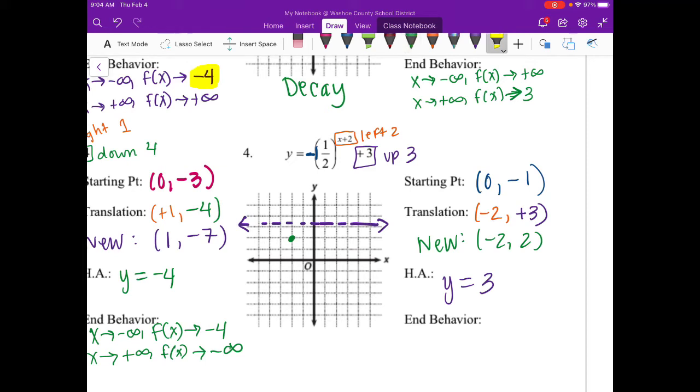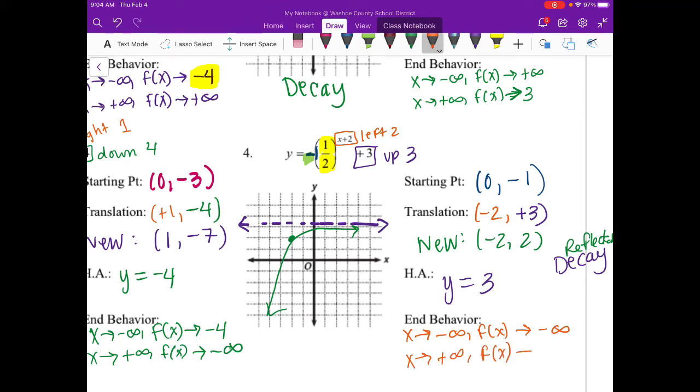When I look at the actual equation, this fraction is telling me that this is going to be a decay. But then again, there's that negative, which means this is going to be a reflected decay. Okay, so normally my decay would come this way, but this time because it's reflected, it's going to look this way. So I'm going to erase what it could have been. That reflection does affect the rest of my answer. So now the left side of my graph is going down to negative infinity, and the right side of my graph is approaching that horizontal asymptote of 3. So a lot going on.